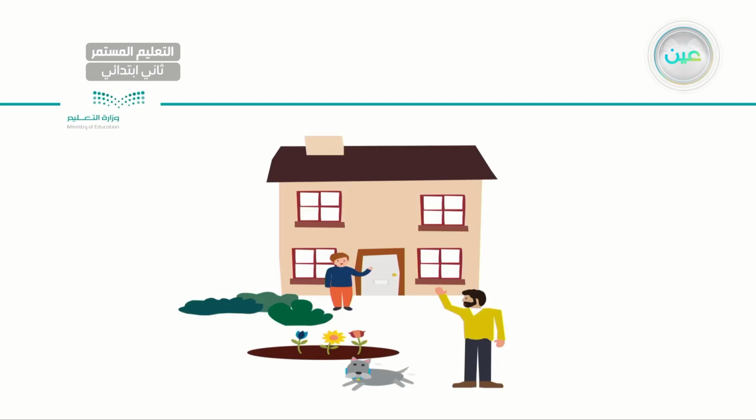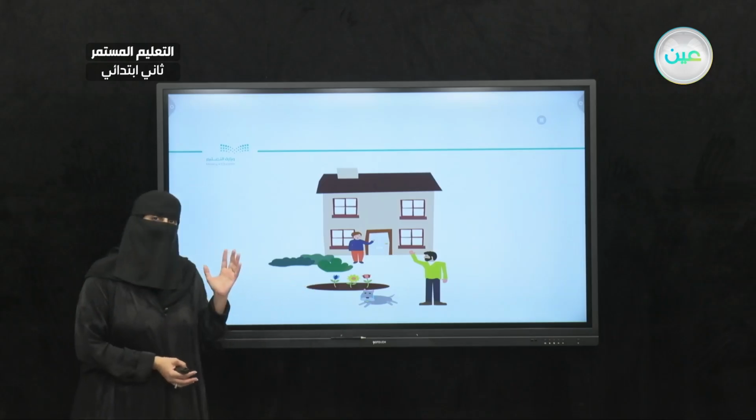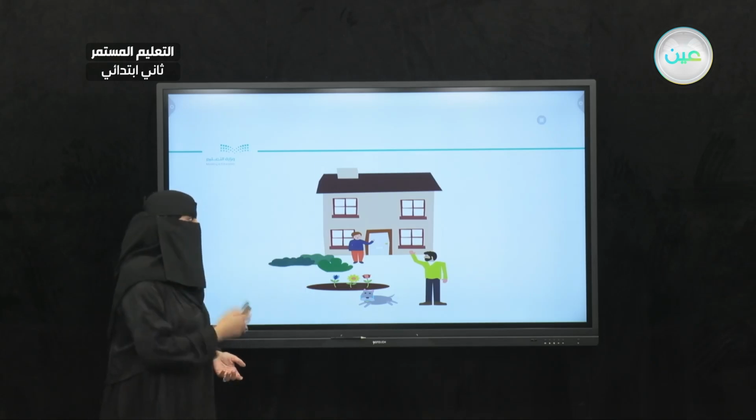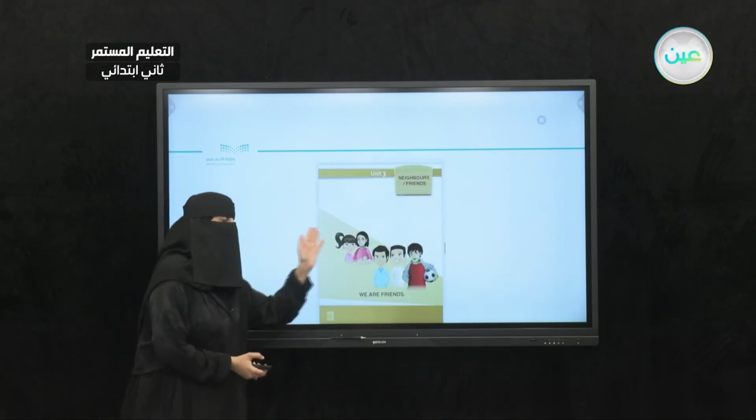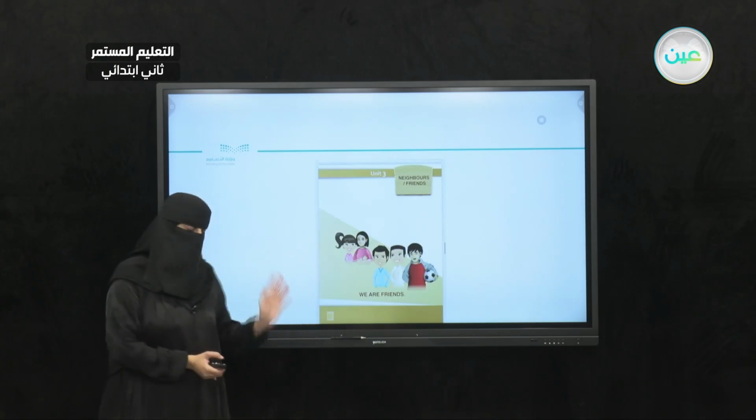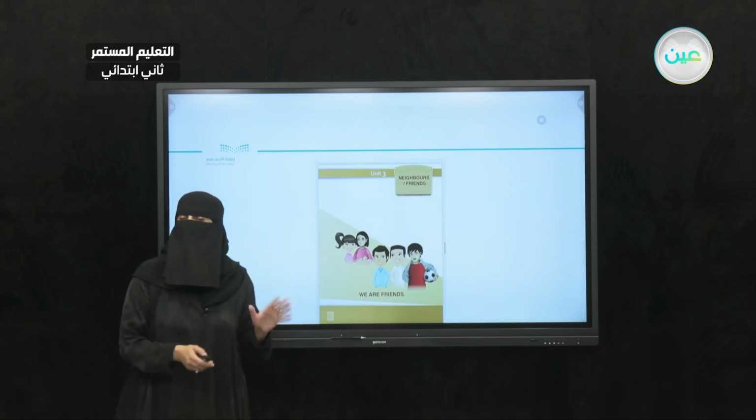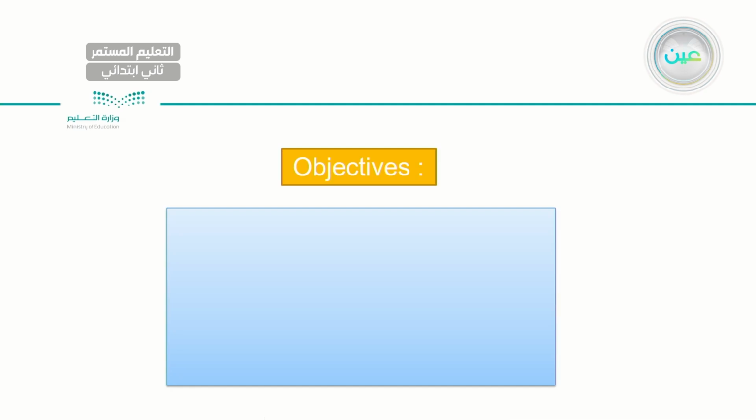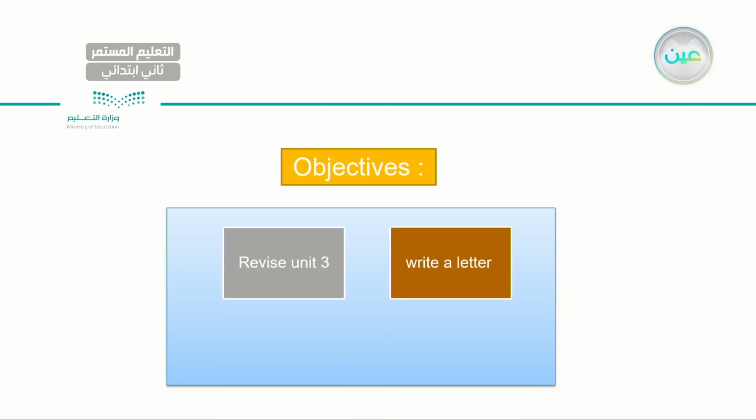Now, by looking at this picture, here I have one guy waving to another guy in front of his house. Which unit do you think we'll be talking about? Actually, yes, we'll be talking about unit number 3, neighbors and friends. We'll be trying to cover the most important information that we have in this unit. By the end of our enrichment activities, we'll be revising unit 3. We'll be trying to remember how to write a letter and also describe feelings.